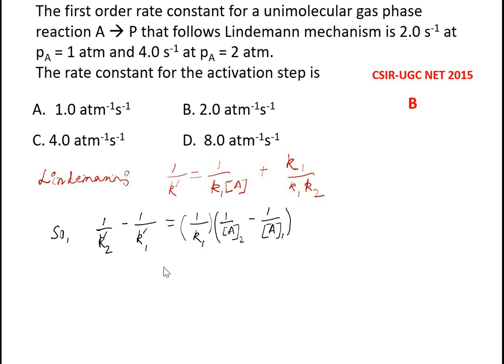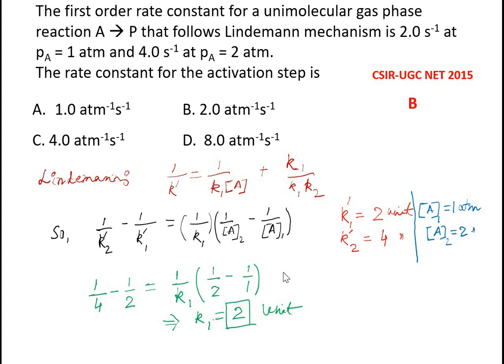Here, if you consider two reactions, that means k prime, suppose k1 and k2 for the two reactions, and this part is constant, so they cancel out. So here you will get 1 by a2 minus 1 by a1, and all the values are actually given. k1 prime and k2 prime are given as 2 and 4 units, and a1 and a2 are 1 and 2 respectively. We just put it in and check the value: k1 comes to be 2 units. That means option B is the correct answer.